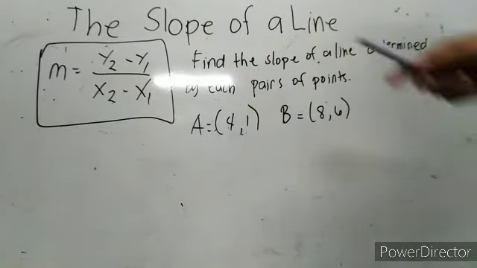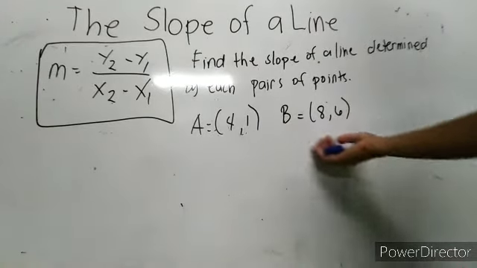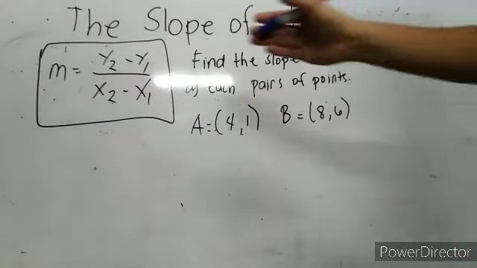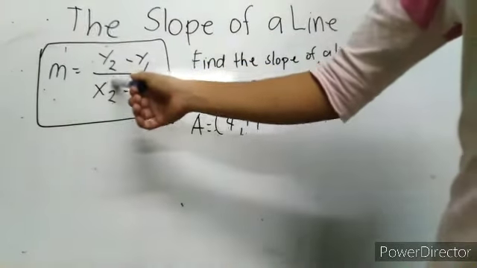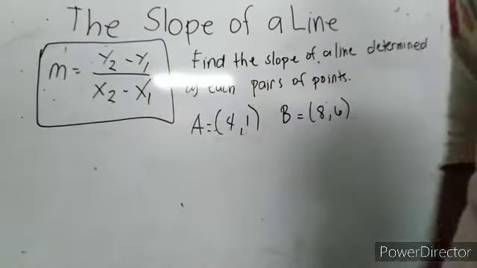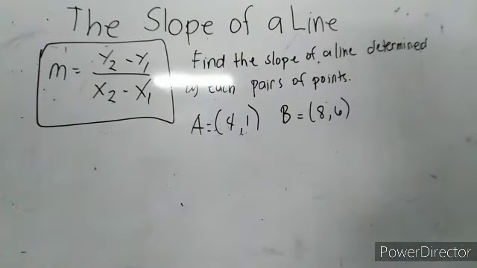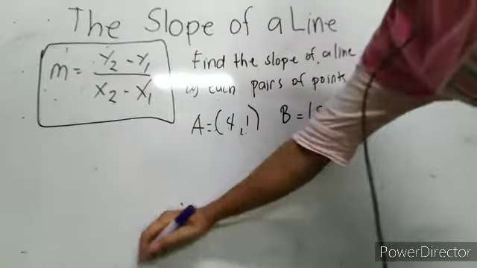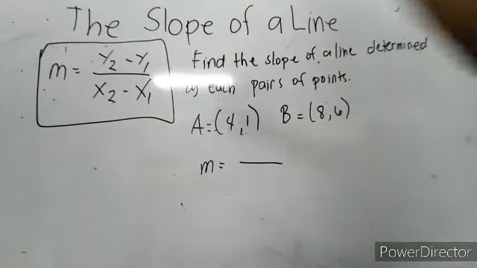Okay, so, find the slope of a line determined by each pair of points. So we have two points, then we are going to find the slope of a line. Again, we have here the formula for finding the slope of a line: y sub 2 minus y sub 1 over x sub 2 minus x sub 1. Slope equals, what is y sub 2?